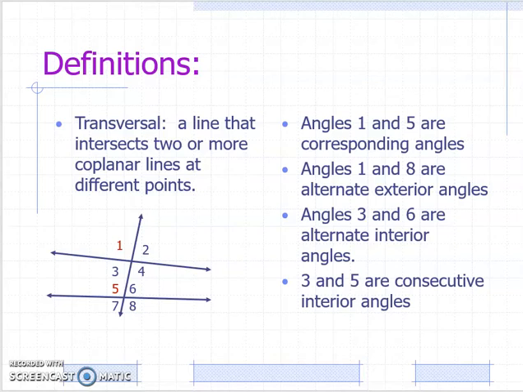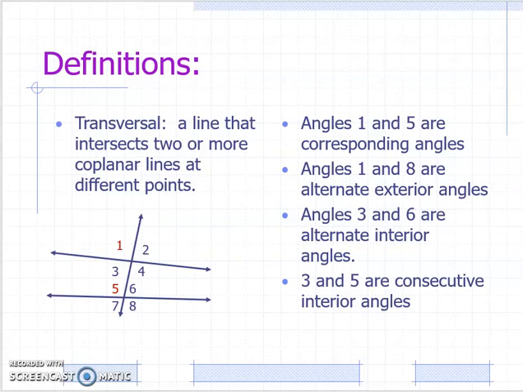Now let's go top right. Look at 2 and 6. See how they're both in the top right of their intersection? They're corresponding. Look at 3 and 7. They're both bottom left, so they're corresponding. And then if you look at 4 and 8, those are both in the bottom right of their intersections. So those are corresponding angles. So 1 and 5 are corresponding, 3 and 7 are corresponding, 2 and 6 are corresponding, and 4 and 8 would be corresponding.